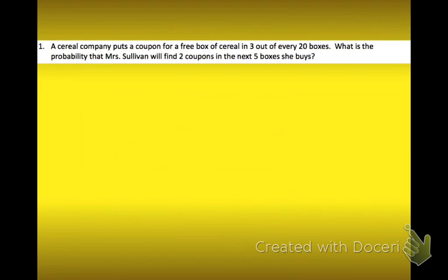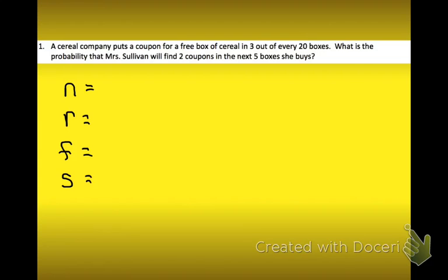So, looking at an example here. A cereal company puts a coupon for a free box of cereal in 3 out of every 20 boxes. What's the probability that Miss Sullivan will find 2 coupons in the next 5 boxes she buys? So there's a couple things we want to find here. First, we want to find what n is. What is the total number of trials? Then we want to find what r is. What is the number of successes we're looking for? Then we want f, which is our probability of failure, and we want s, which is our probability of success.